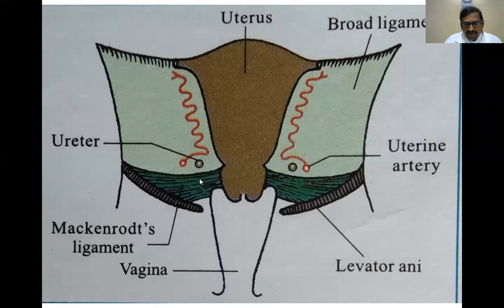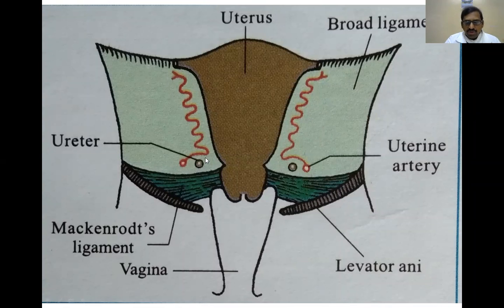While ligating the Reckenrod's ligament and removing the cervix of the uterus, you may cause damage to the ureter. That is why you must be very careful with the ureter during hysterectomy. That is the most common complication of the hysterectomy. Post-hysterectomy, there is damage to the ureter.